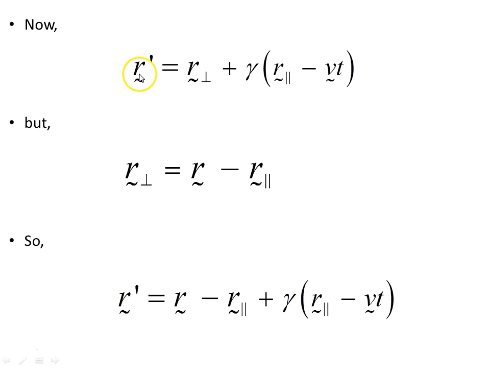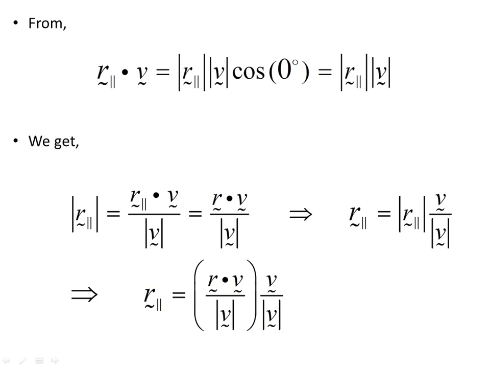Alright, next bit now. R prime is R perpendicular plus gamma times the parallel bit minus VT. This is the Lorentz contracted part. But the perpendicular part can be rewritten in terms of the original position vector minus the parallel part. And so we can substitute that into this top line to get R prime is R minus R parallel plus gamma times R parallel minus the velocity vector V times the scalar T. We go to the next line over.